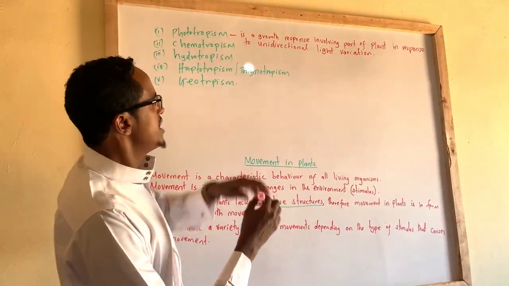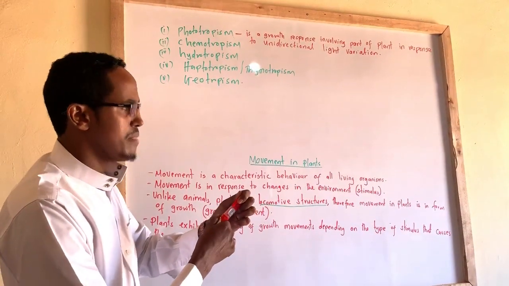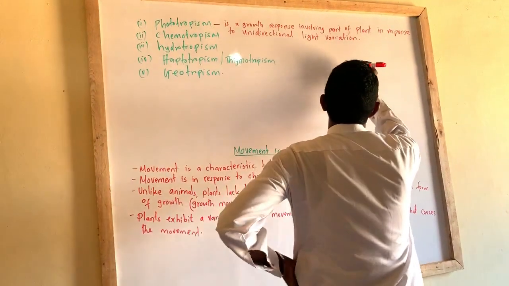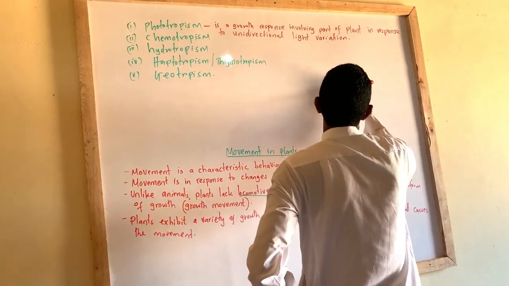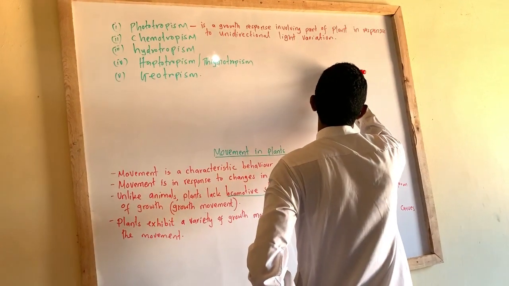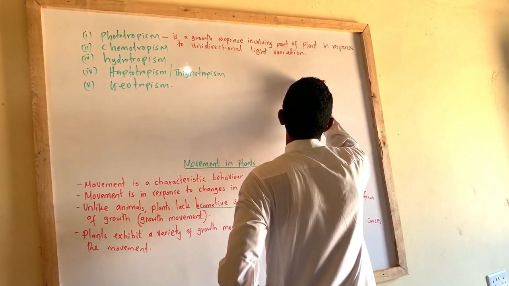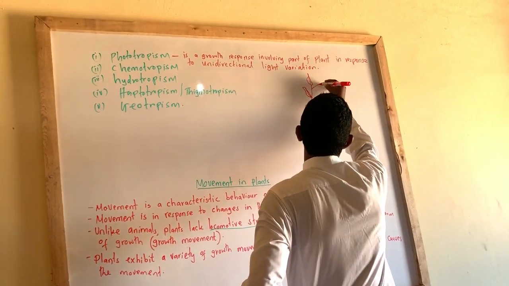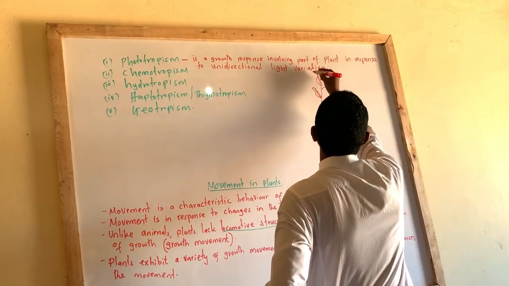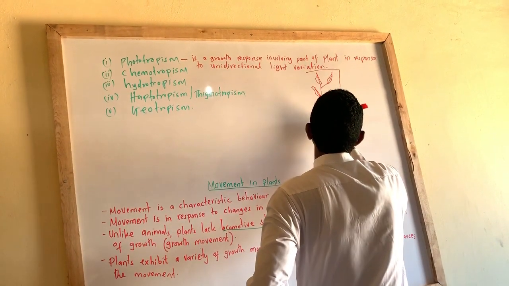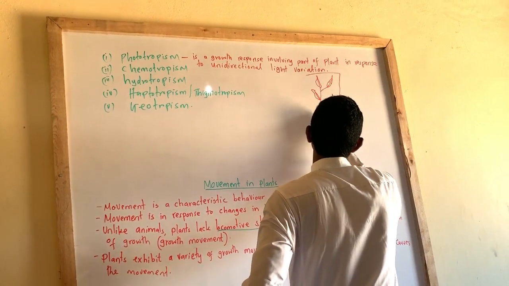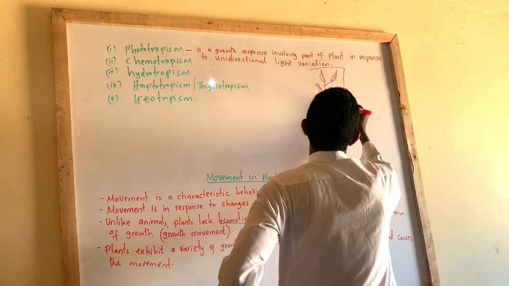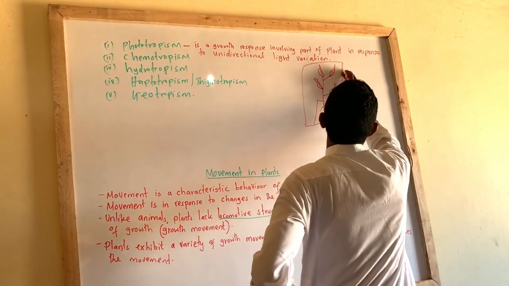I will demonstrate this using a basic demonstration that you did in your primary science. If you have a potted plant like this, you have a potted plant like this. Now what I'm interested in is this.